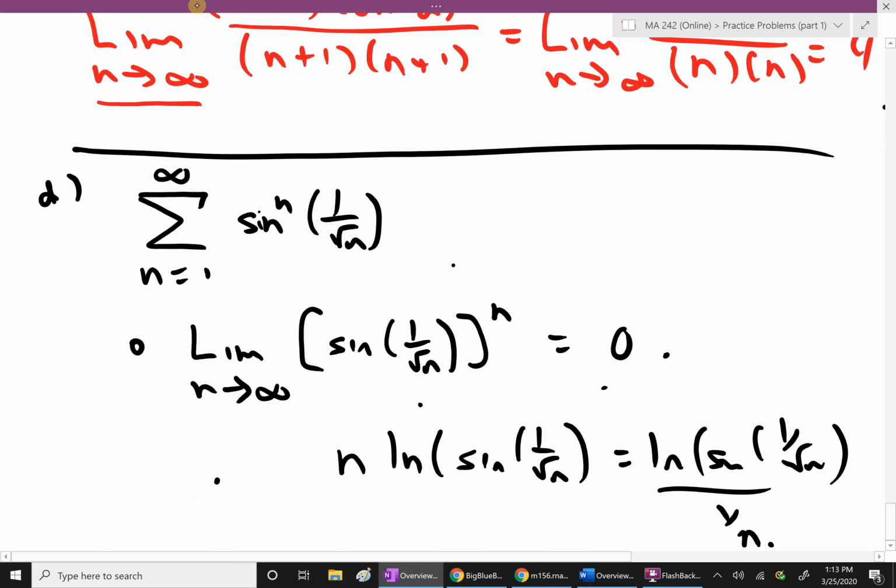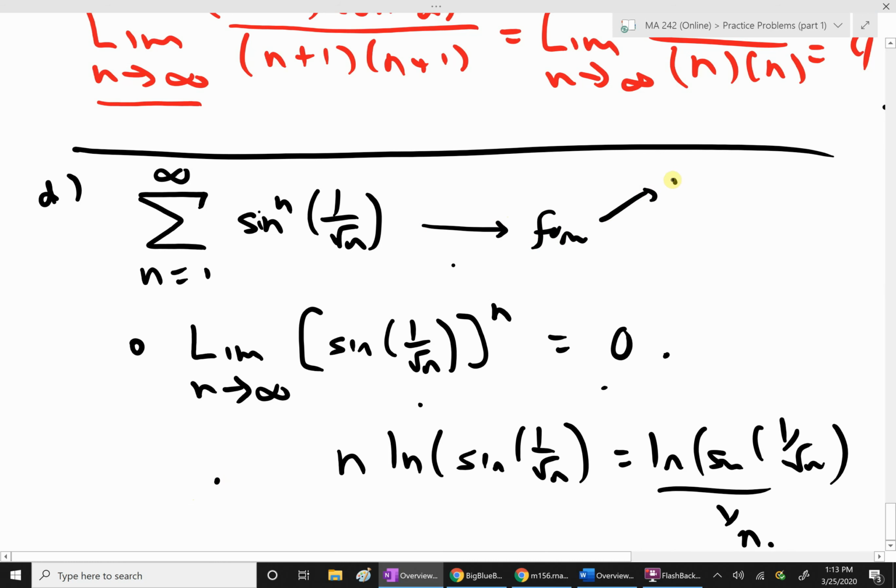I'm not too sure. So you want to look at the form of this. If I have a factorial, I know I'm going to use the ratio. When I have a power, where the power is the index, I have something raised to the nth power. What am I going to use? The root test. Okay, so let's go ahead and try that.